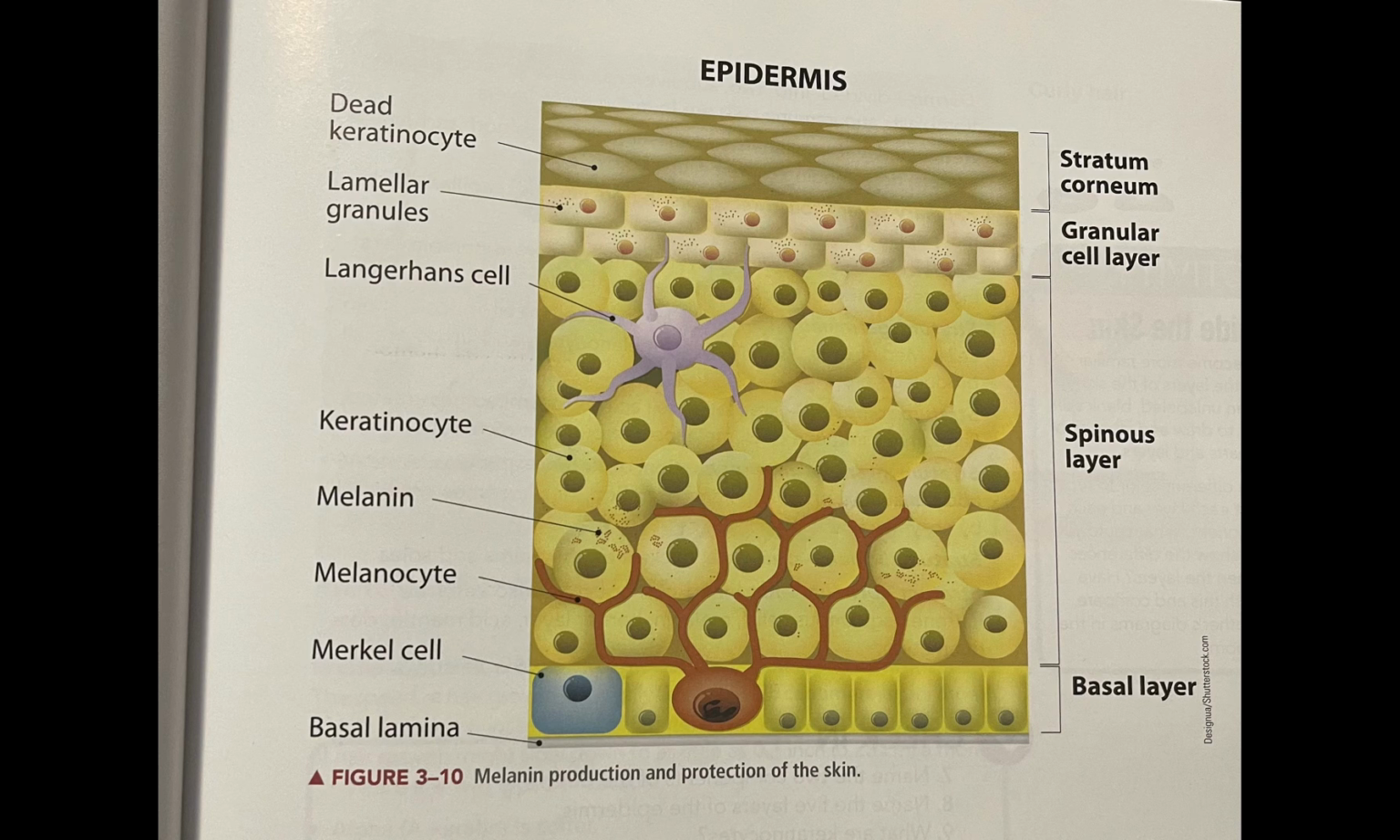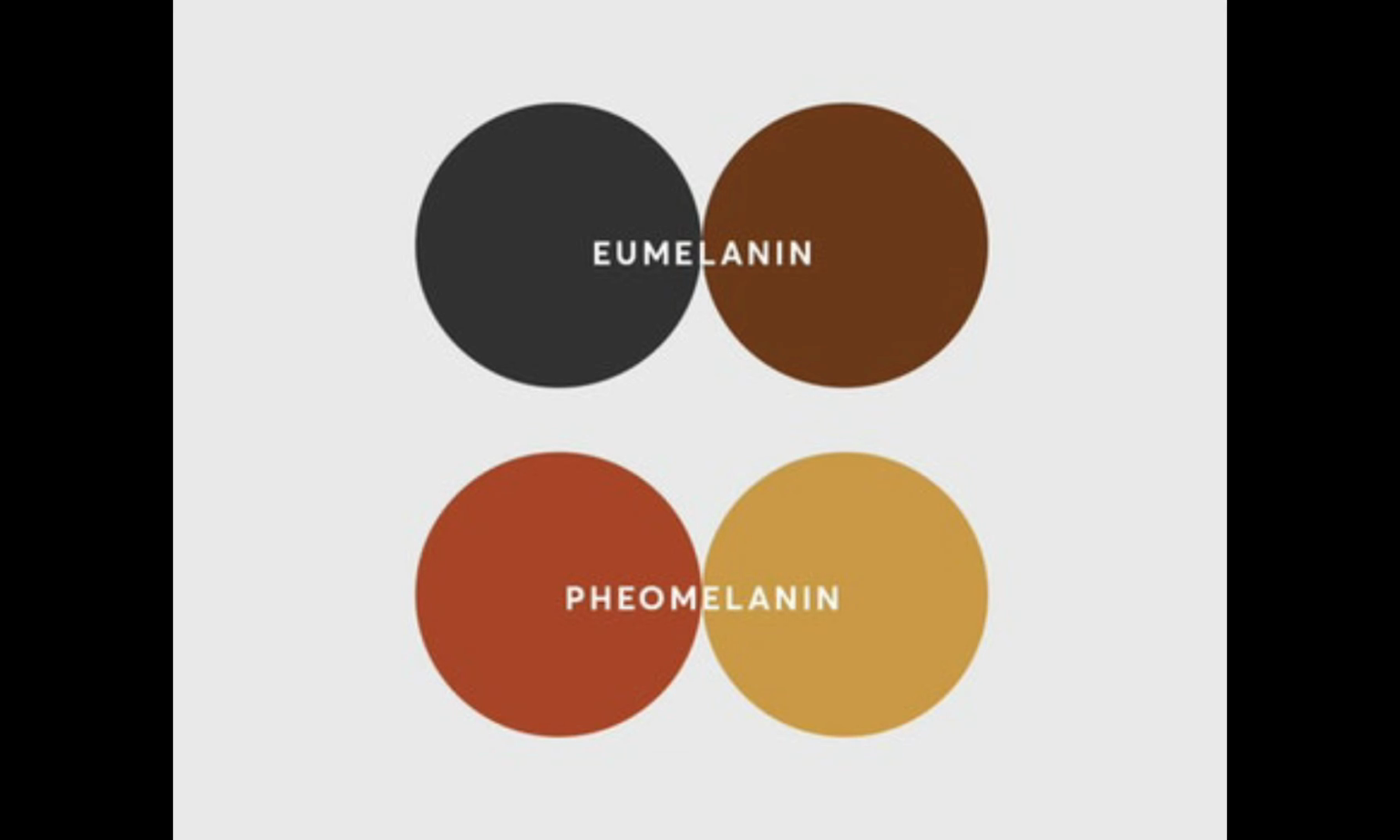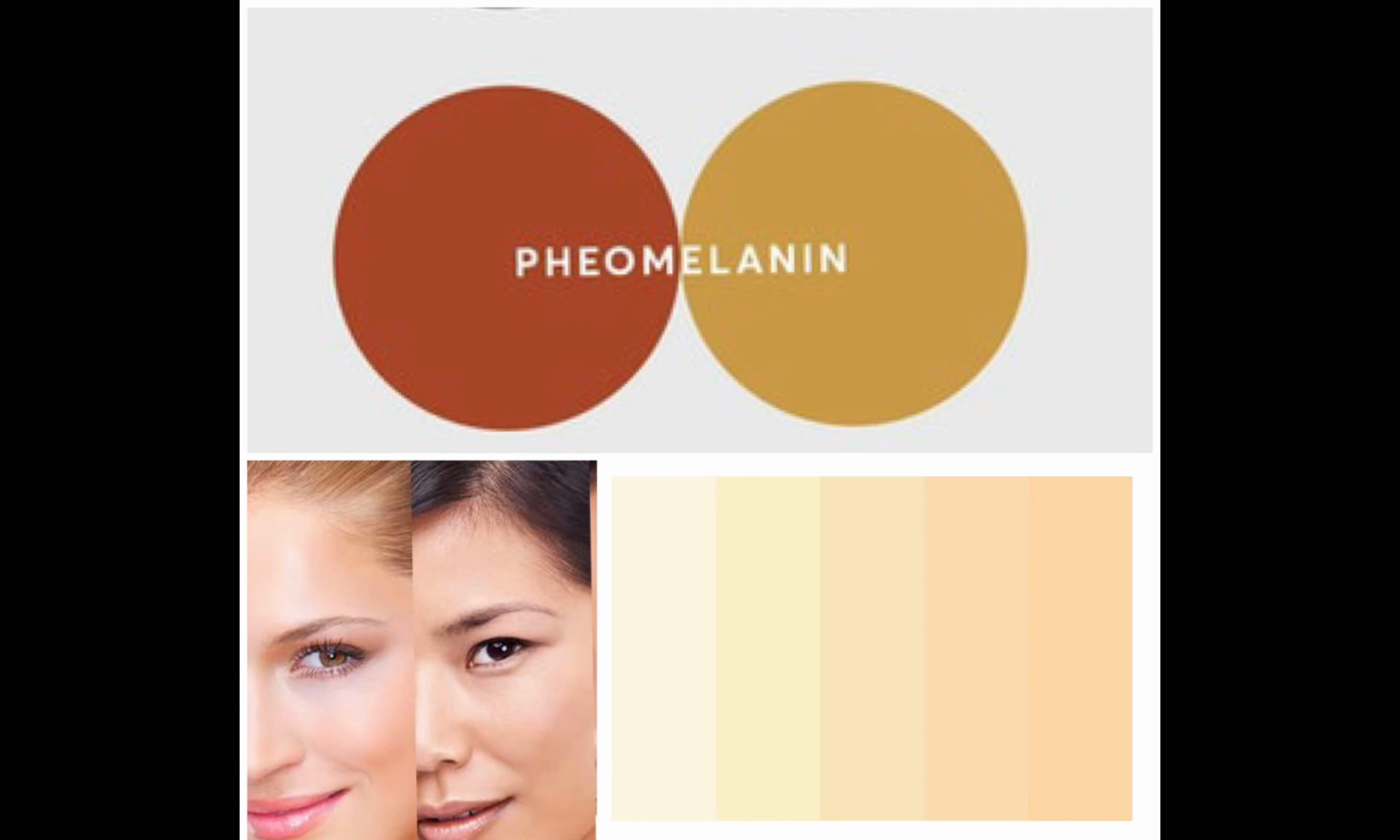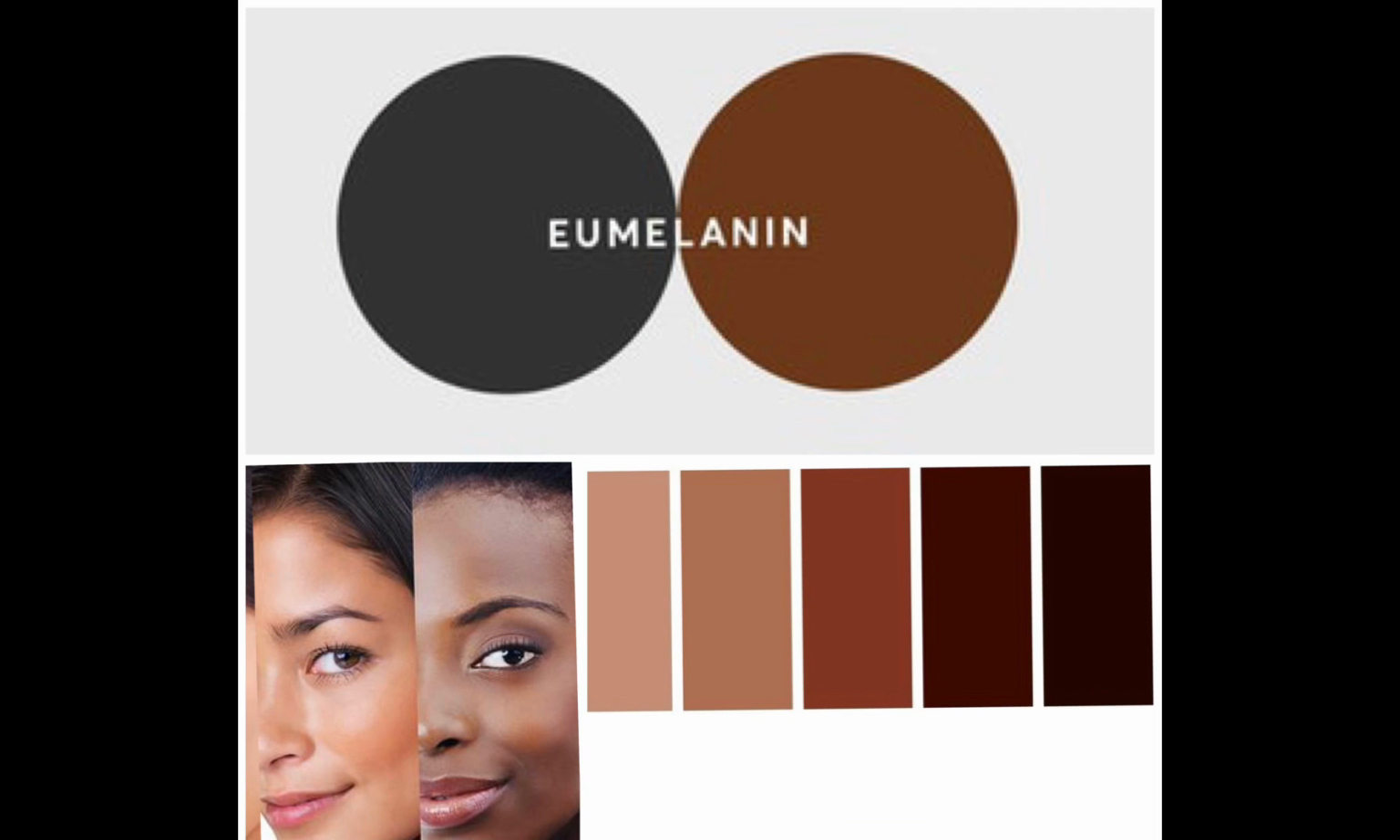It is estimated that there are over 1,000 melanocytes per square millimeter, about 1/8 square inch of skin. The body produces two types of melanin: pheomelanin, which is red to yellow in color, and eumelanin, which is dark brown to black. People with light-colored skin mostly produce pheomelanin, while those with dark-colored skin mostly produce eumelanin.